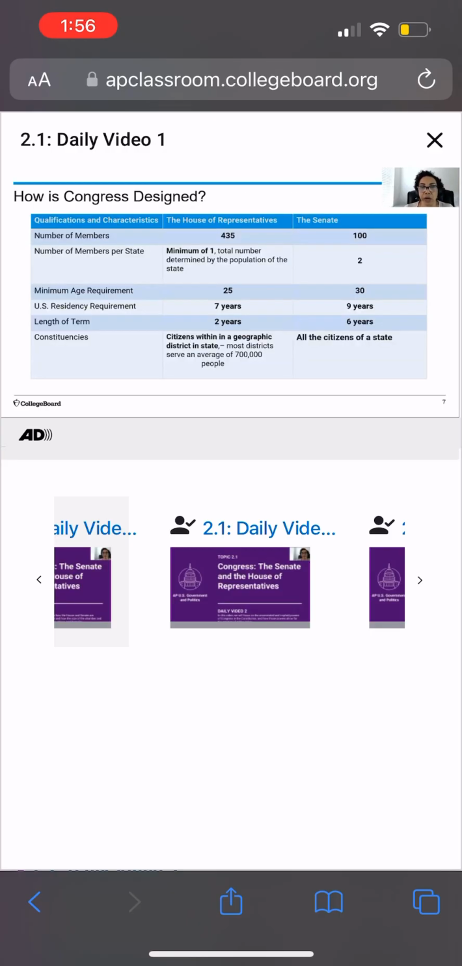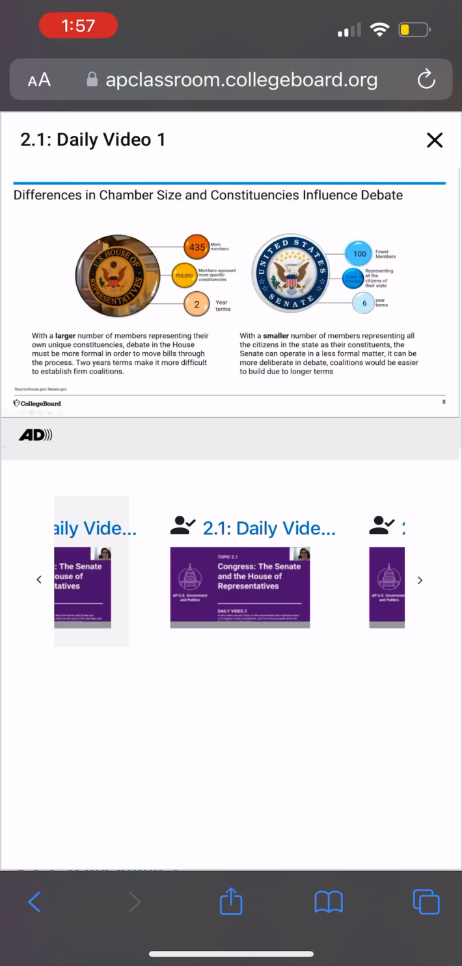All right, so here I've just outlined the qualifications and characteristics for members in both of the houses, the length of the terms down at the bottom, and then the constituencies, and we're going to look at it another way in just a minute. Just want you to get a sense of what those differences are. Okay, so we're looking at it another way here, talking about differences in the chamber size, that is the body, the House or the Senate, and the people that they represent, their constituencies, and how that influences how they're going to be able to debate.